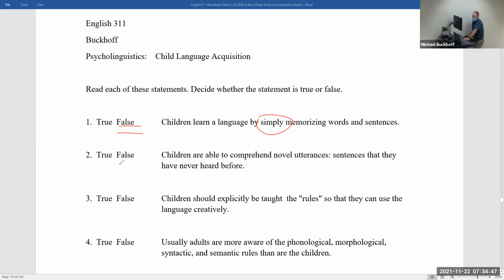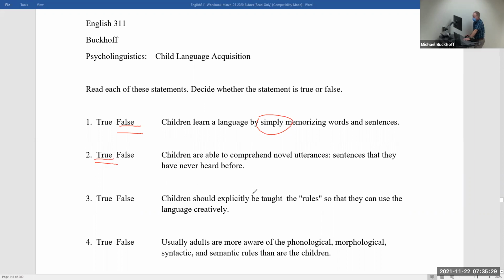How about number two? Children are able to comprehend novel utterances, sentences that they have never heard before. Is it possible for a child to hear something new for the first time and understand it? Believe it or not, I'm going to put on this one, according to a lot of research, I'm going to say true, that they can come up with new things and understand new things, even though it may not have been said to the child before. How about three?